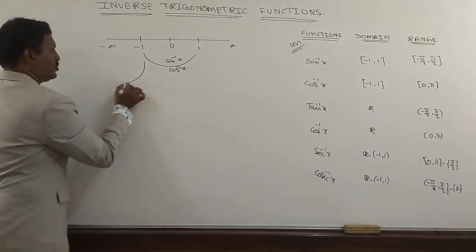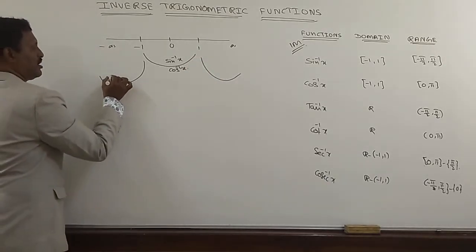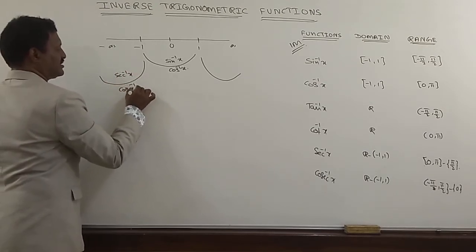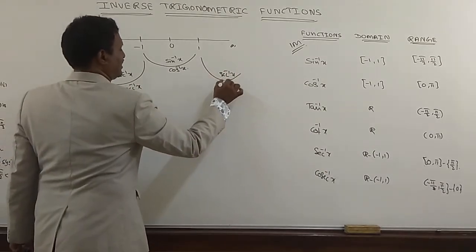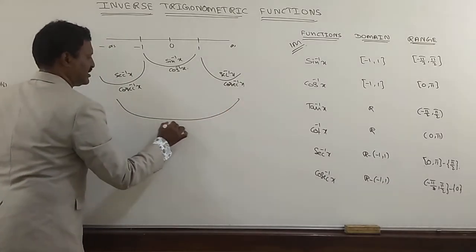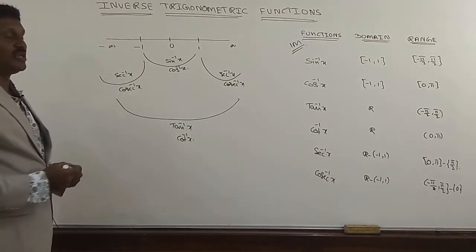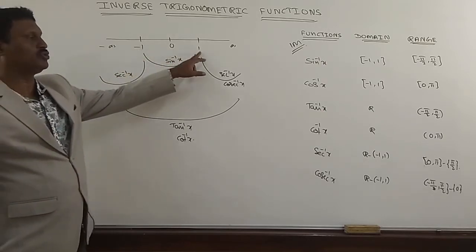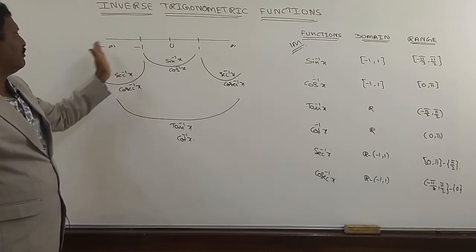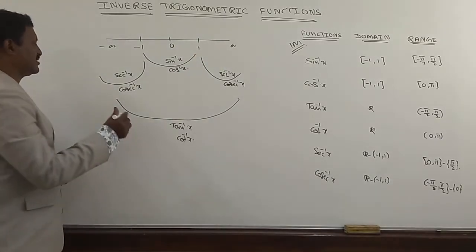And from minus 1 to minus infinity and from 1 to plus infinity, this is the domain of secant inverse x and cosecant inverse x. Now overall minus infinity to plus infinity is for tan inverse x and cot inverse x. The domain of sin inverse x and cos inverse x is minus 1 to plus 1. And the domain of secant inverse x and cosecant inverse x is minus infinity to minus 1, union 1 to infinity.